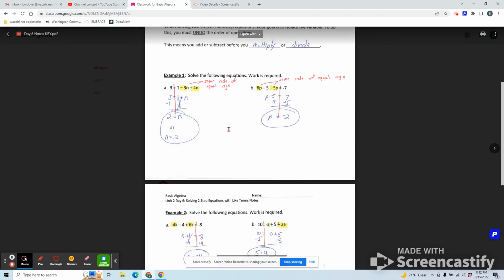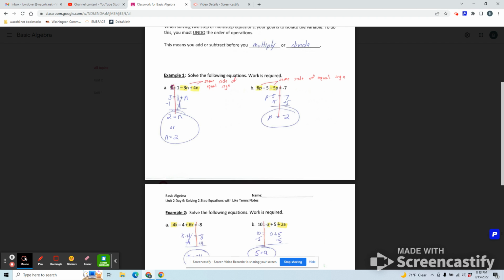All right, so number 1, solve the following equations. Work is required. So over here in red, I've got, it says same side of the equal sign. So here's my fence that I've talked about before. And if need be, take your finger and cover up the left side of that fence and see if you have any like terms. So right now I'm covering up 3, so I don't think I can combine that with anything on the right side.